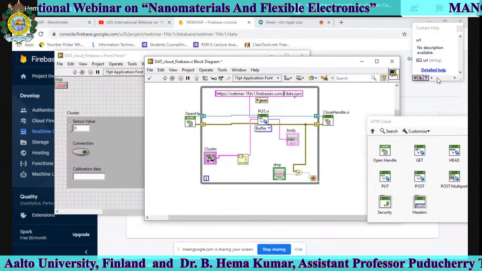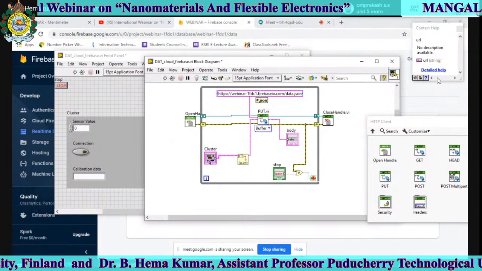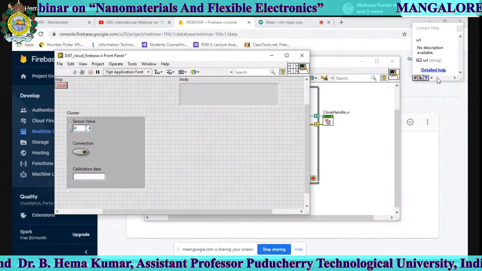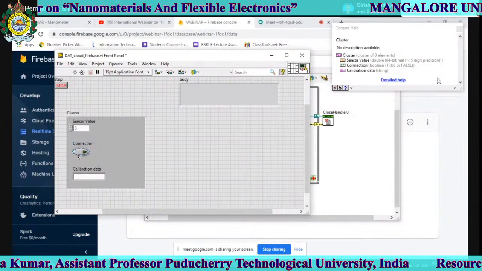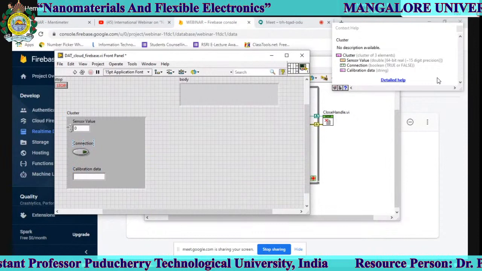Data.json. Because what I do is that this is a cluster. A cluster is basically a mixture of different data. So this is, say, arithmetic data. This is, say, Boolean data. This is, say, string data. A mixture of these two or three is called a cluster.